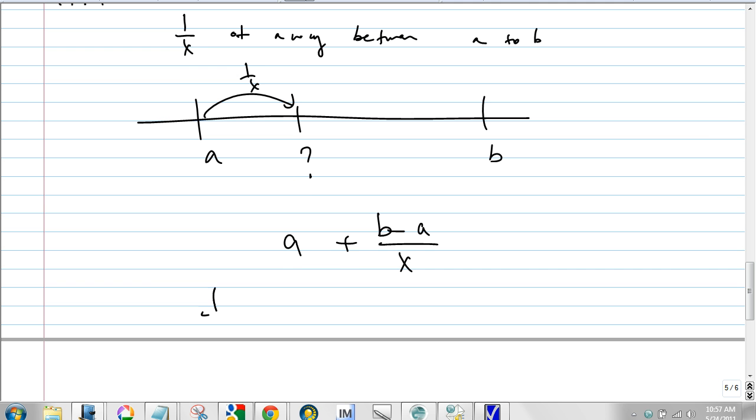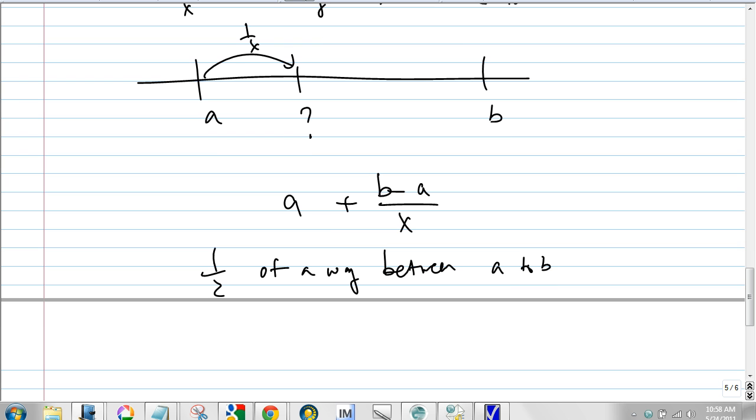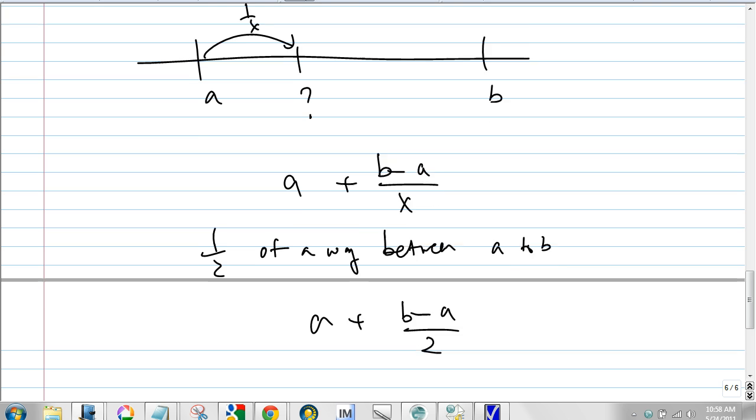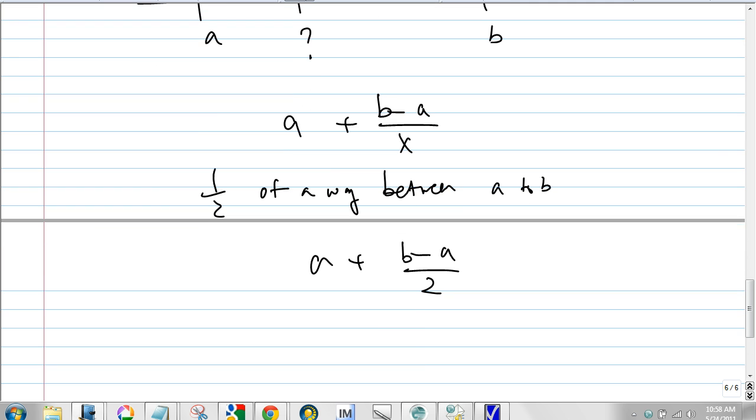If I want half the way between A to B, watch this. Instead of 1 over x, I'm going to do A plus (B minus A) over 2. And guess what? This is going to be equal to the average. Watch how this becomes the average. We get A plus... how do we add these together? We have to have a common denominator. So I'm going to multiply top and bottom by 2. So I get 2A over 2 plus (B minus A) over 2.